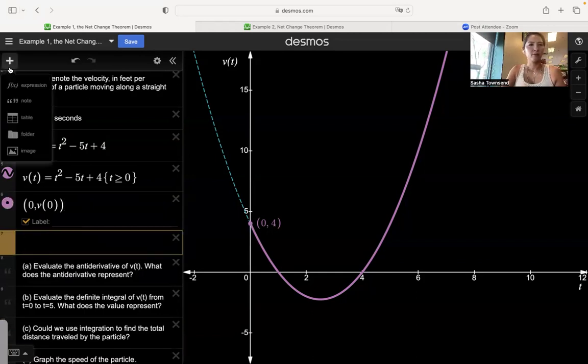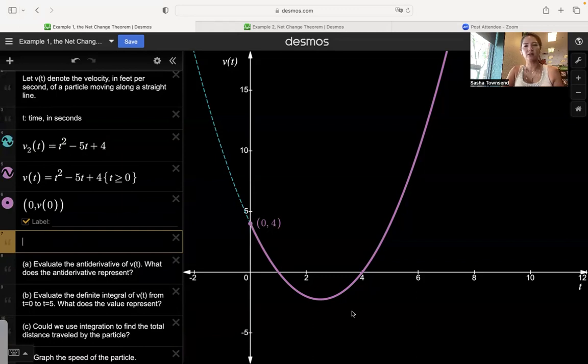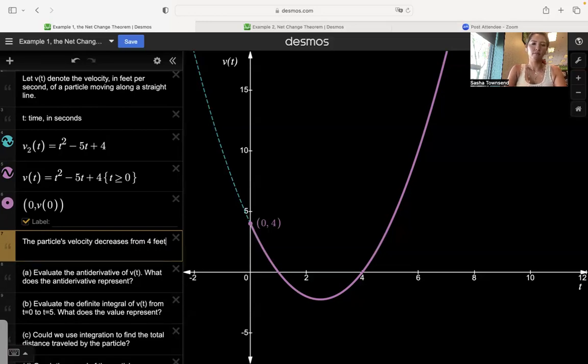You might say, okay, well, what does this tell us so far? Just looking at this, what does it tell us? Well, it looks like on the interval from 0 to 1, our velocity is decreasing. Let's say the particle's velocity decreases from 4 feet per second to 0 feet per second during the first second.